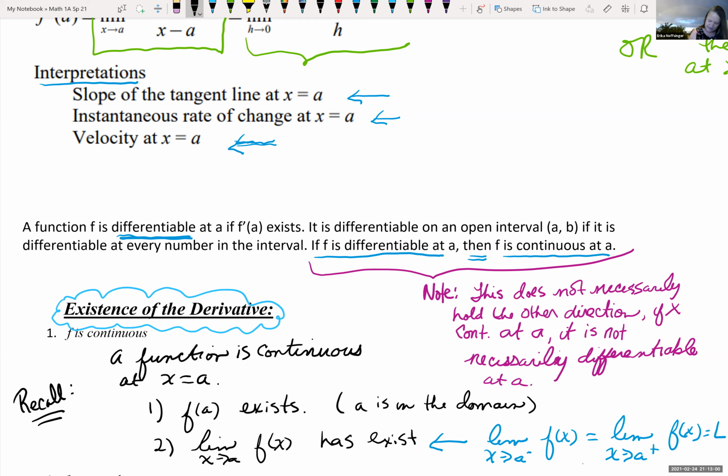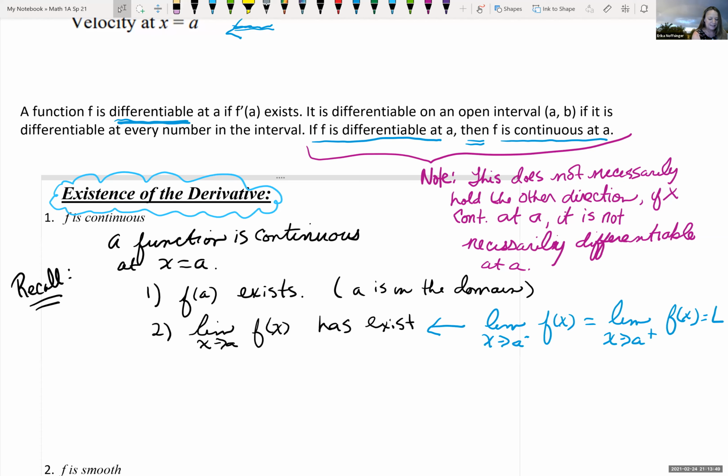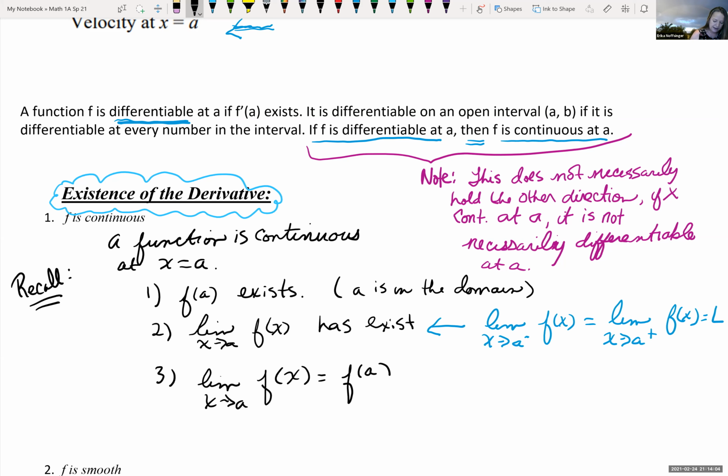And then the last condition that has to hold, and I think I'm running out of room, so hold on. The last thing that has to hold is that the limit as x approaches a of f of x, that value that we got, has to be the same as if we were plugging in a wherever we saw an x, f of a. So we know it's continuous at a value x equals a if all 3 of these conditions hold. All have to hold.